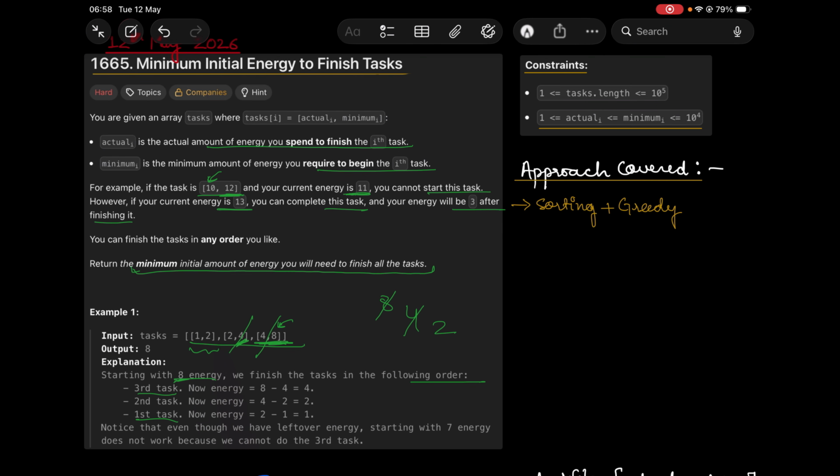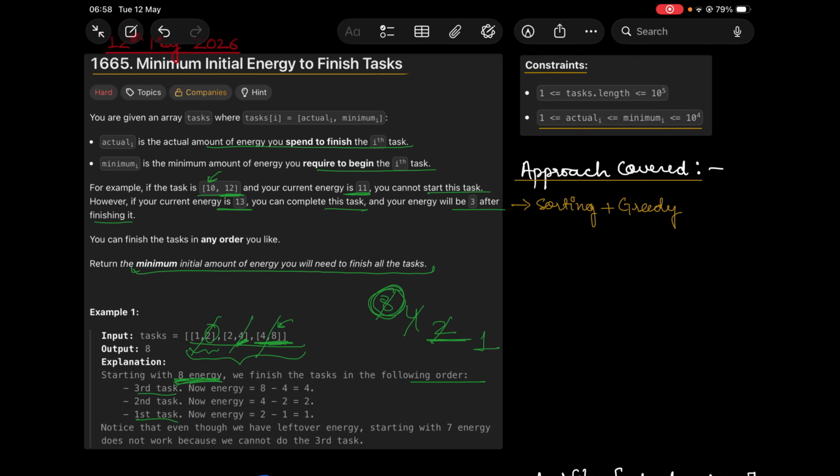To finish the first task, the minimum required energy is 2. We have 2, so we can start this task. And if we finish it, we will be left with 1 as the remaining energy. And at the end, we were able to finish all the tasks when we took the initial energy as 8. Okay, so we started with 8 and that way we were able to finish all the tasks.